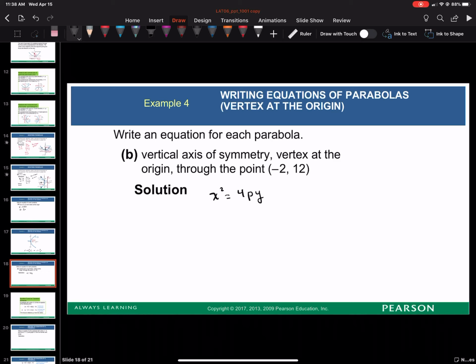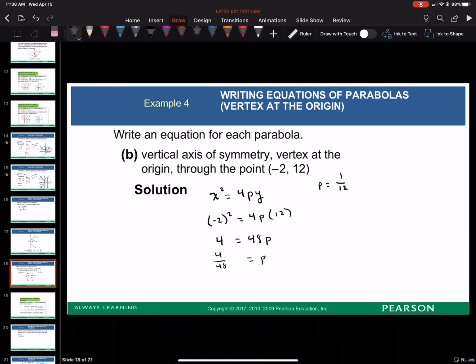But now, it tells us a point. So we can go ahead and plug it in. (-2) squared is equal to 4 times p times 12, because they gave us a point to actually use. So now we got (-2) squared is 4. Then we got 4 times 12, which will give us 48 times p. Then we'll get p is equal to 4 over 48, which is p is equal to 1 over 12.